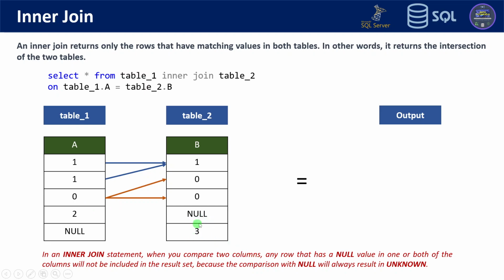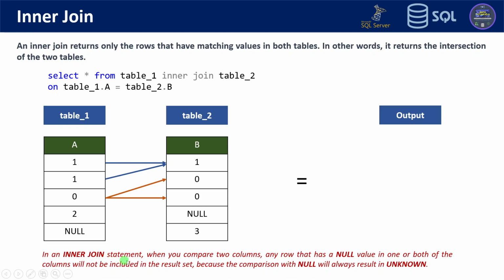Then in table 2 there is value 3. So is there any matching condition over here? No. One more point over here is why this null is not joined to null. This is a most important point asked in interviews, whether null will be joined to null. So no, you can see I have written a statement in red color.